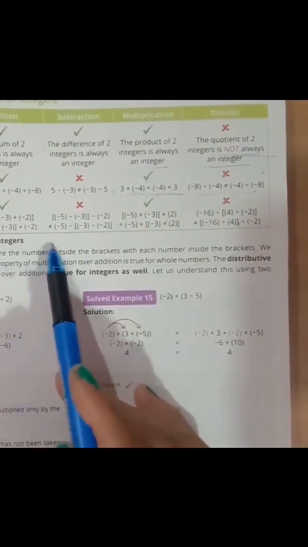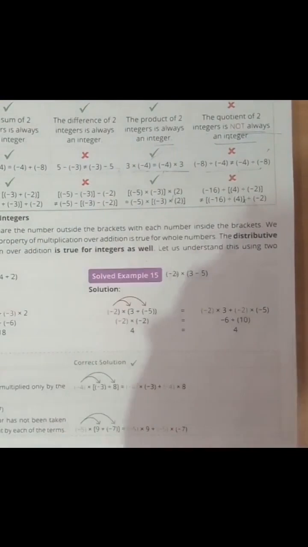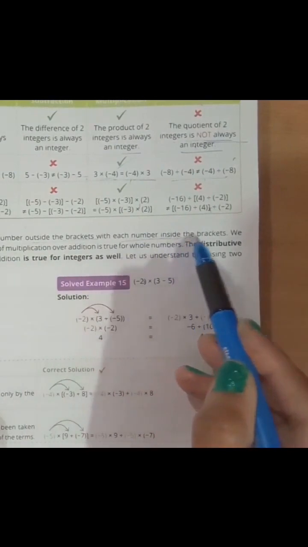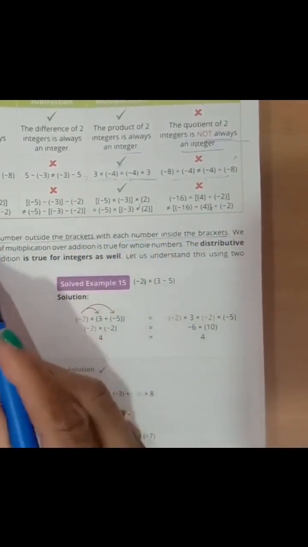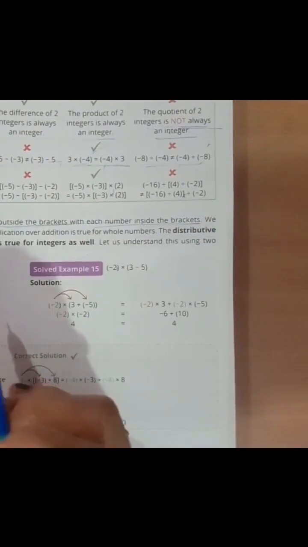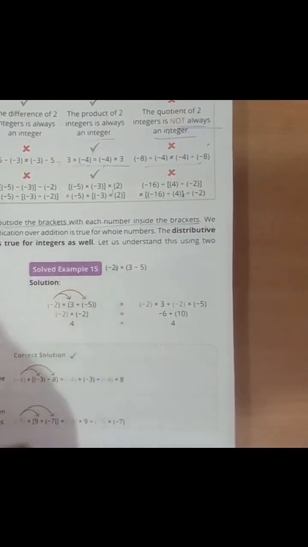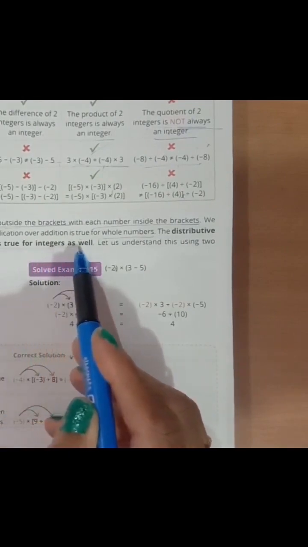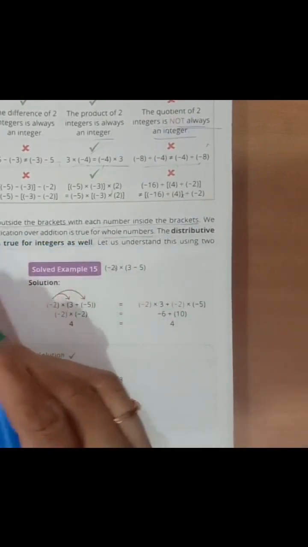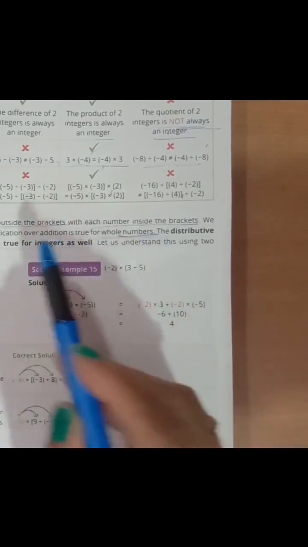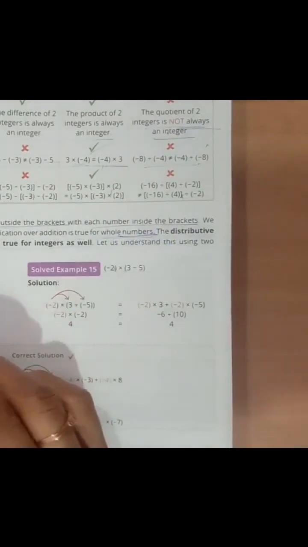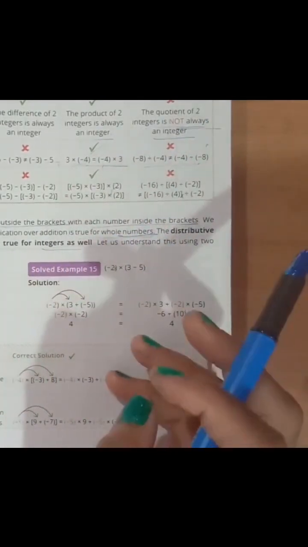Next is the distributive property of integers. What does distribute mean? To share the number outside the brackets with each number inside the brackets. Very important. Note that the distributive property of multiplication over addition is true for whole numbers. The distributive property of multiplication over addition is true for integers as well.